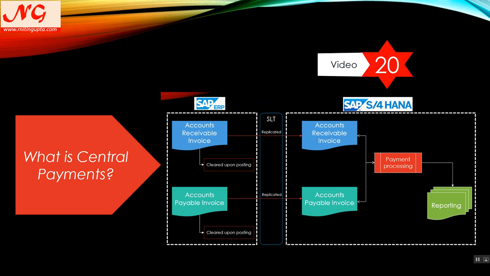So the AR invoice posted in ECC is replicated as an open invoice in S/4HANA and closed in ECC. Now the payment processing and the reporting of those invoices, either AP reporting, AR reporting, or any vendor balance reporting, will happen from S/4HANA. So that's the concept of central payment.